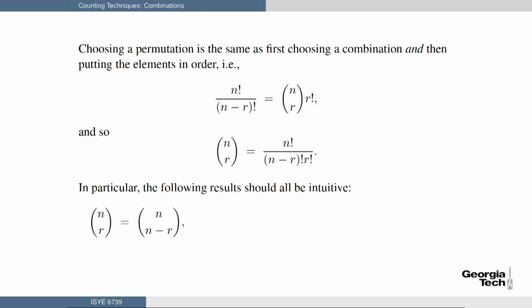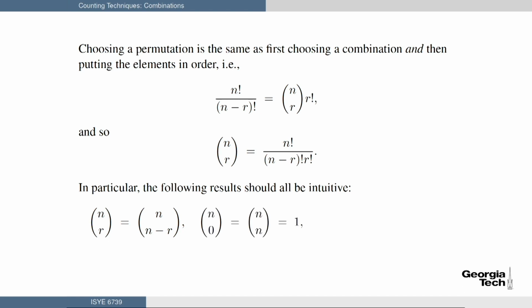So, in particular, let's look at the following results. These should all kind of be intuitive. First of all, n choose R equals n choose n minus R. Now, this actually makes a lot of intuitive sense because if I've got n kids and I choose R of them, that's the same as having n kids and not choosing n minus R. So those combinations are exactly the same.